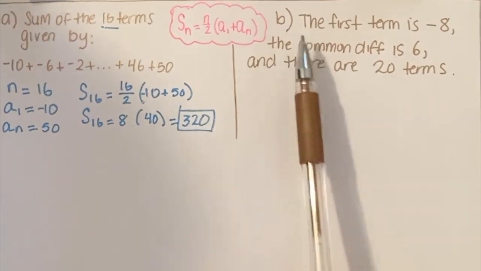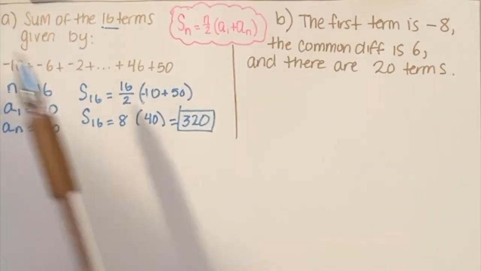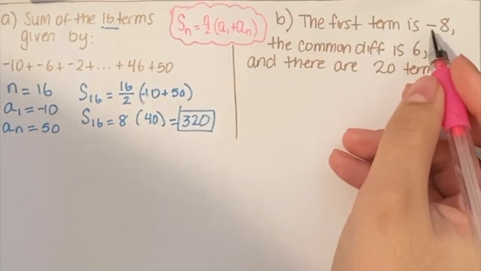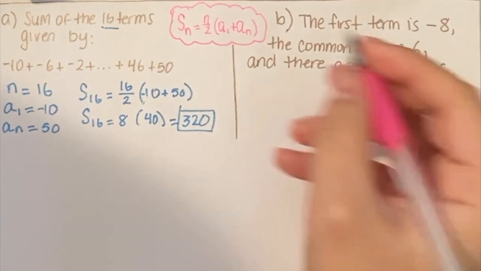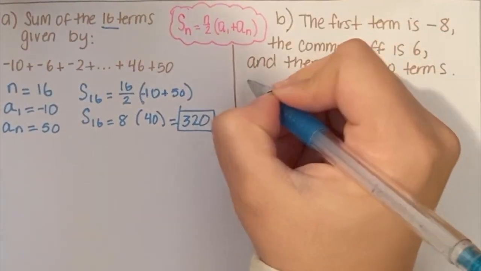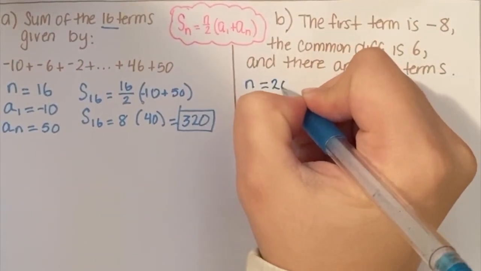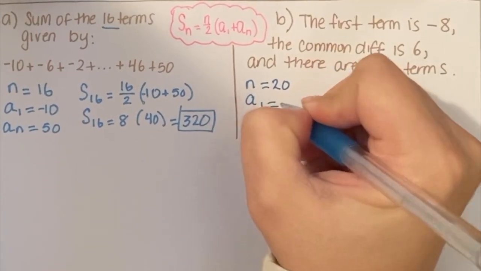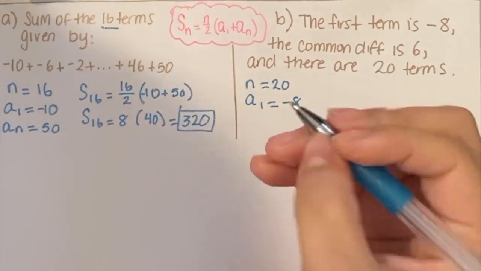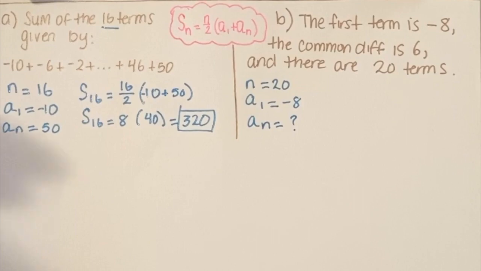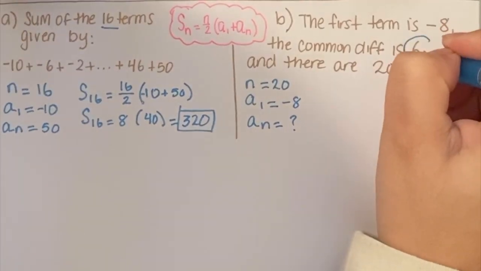So part B is slightly more complicated than part A. In part A, you're given every piece of information, but in part B, you're not. You are given the first term, which is -8, and you're given the number of terms. We're given the number of terms is 20, and we're given that the first term is -8. What we don't know is what the last term is. We don't know that. So we can't plug it in. However, we are given something very important, which is the common difference.